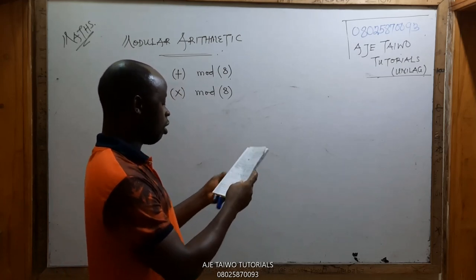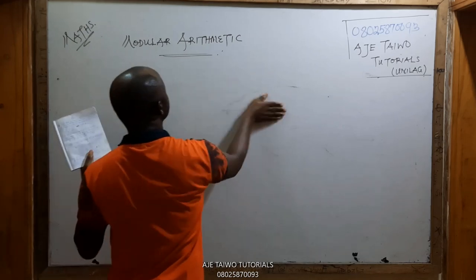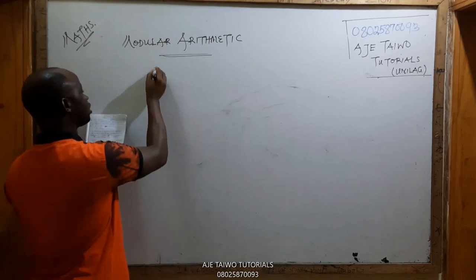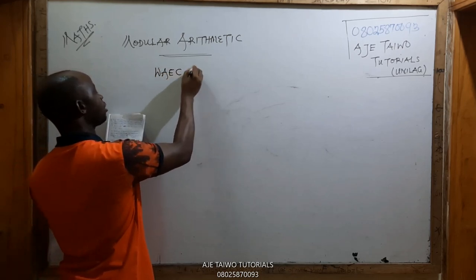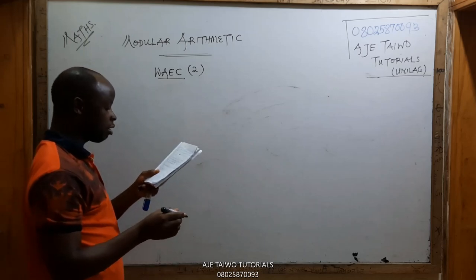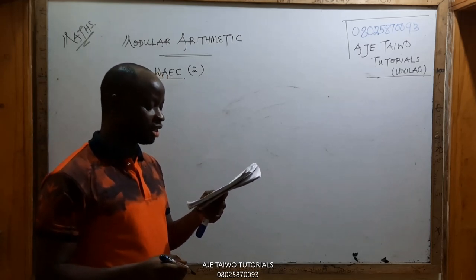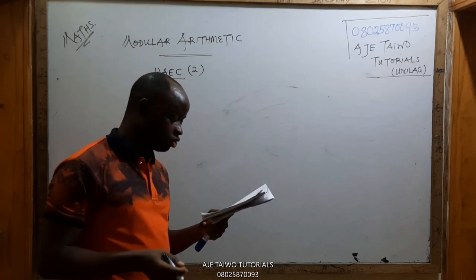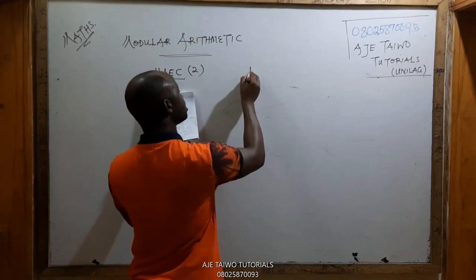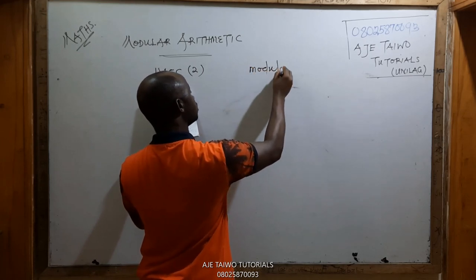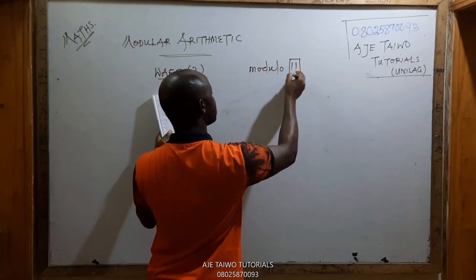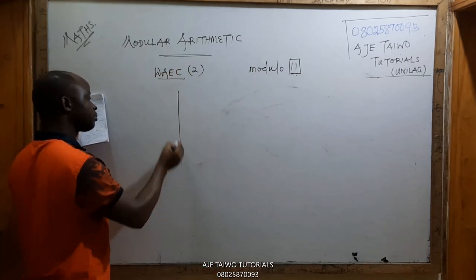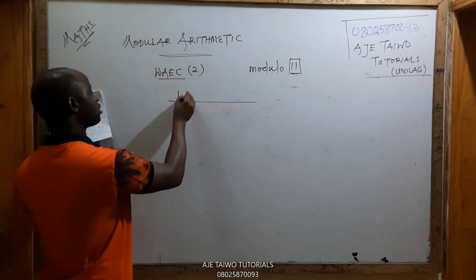Just like this. Copy and complete the following table. This is a YF question, number 2. Copy and complete the following table for multiplication in modulo 11. So they gave us this table, and we are to copy and complete it.